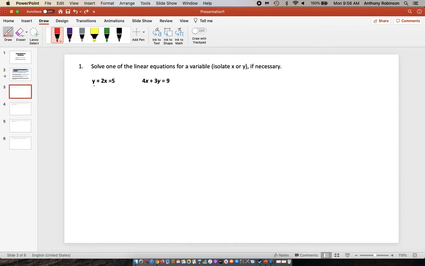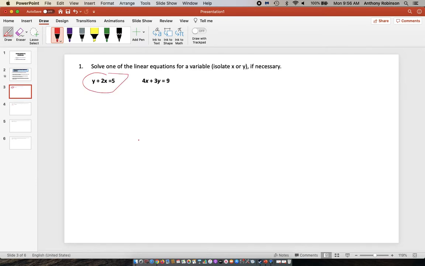First thing I like to do when I'm figuring out which one I'm going to isolate is just look at the equations. The equation on the left here, I already have a y that has a coefficient of 1, which means all I have to do is move that 2x over. On this one, both my x and my y have a coefficient of something other than 1, which means an additional step is going to be needed. So I'm going to go ahead and isolate the y in this equation right here.